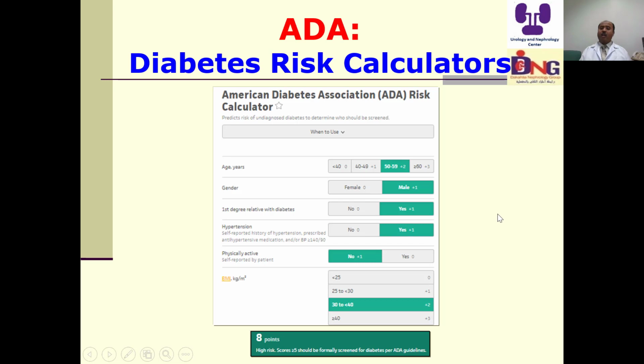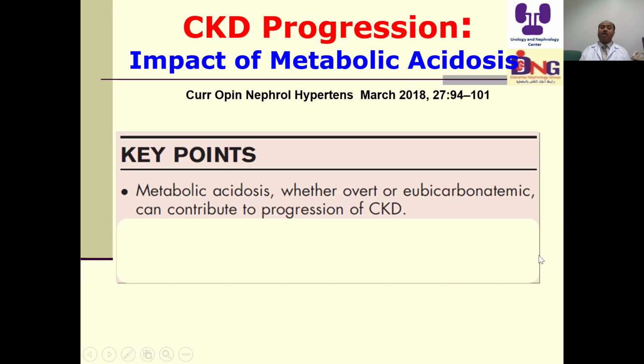So again, this is the second modifiable risk factors, hypertension and diabetes. The third, usually neglected, is metabolic acidosis. We don't like metabolic acidosis because it increases the risk of progression of chronic kidney disease through many mechanisms, including maladaptive processes, hormonal, endothelin, etc.